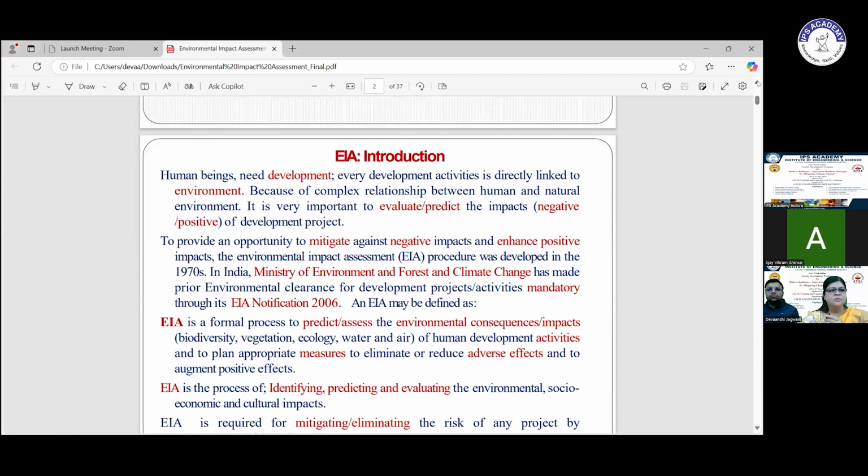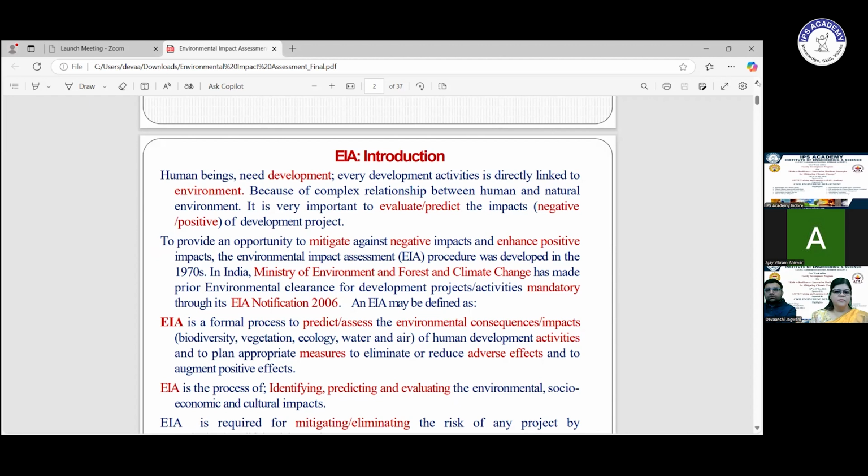Okay. My topic is EIA, Environmental Impact Assessment. As we know, every project requires EIA. Human needs development, and each development activity is directly linked to the environment. Because of the complex relationship between humans and the environment, it is very important to evaluate and predict the impacts, negative or positive, of all types of development projects, to provide an opportunity to mitigate negative impacts and enhance positive impacts.